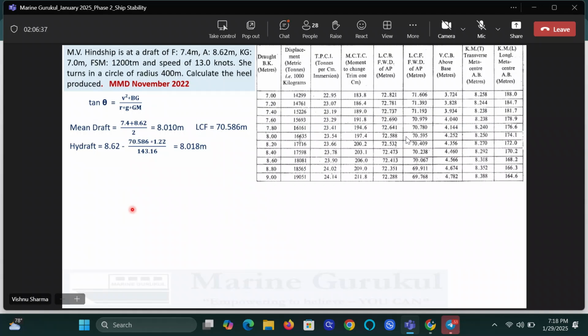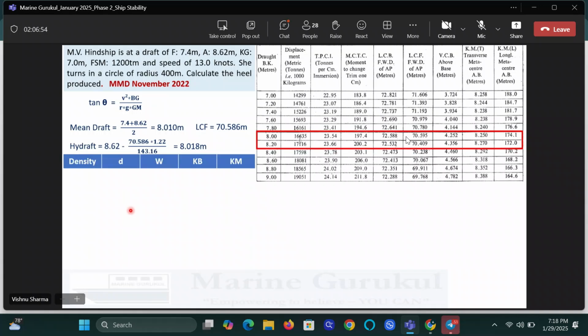So look at the formula, guys. For BG, we have the KG, we'll need KB. For GM, we'll need KM. And for FSC, we'll need W. So what all do we need to interpolate? We need to get displacement, KB and KM. Can you please get these three values for 8.018?